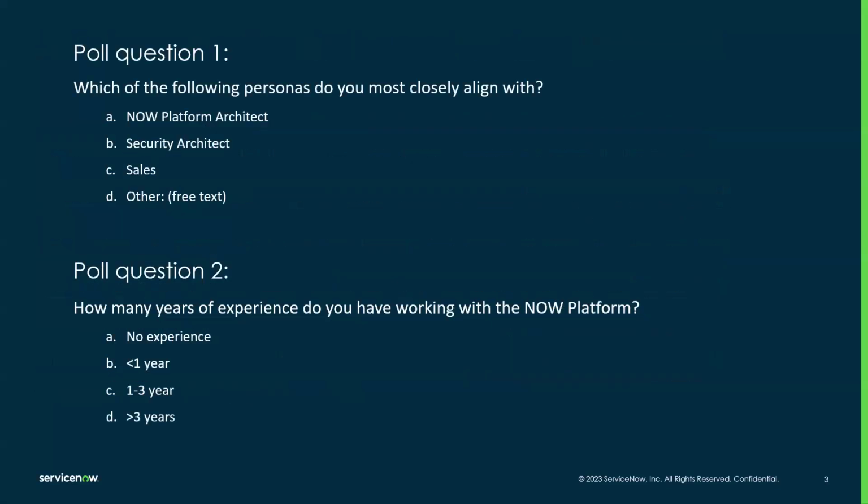So we'll start off with two poll questions. And we'll keep these up for a little bit. Poll question one, which of the following personas do you most closely align with? Now platform architect, a security architect, sales, or something else. And then poll question two, how many years of experience do you have working with the Now platform? No experience, less than a year, 1 to 3 years, or over 3 years.